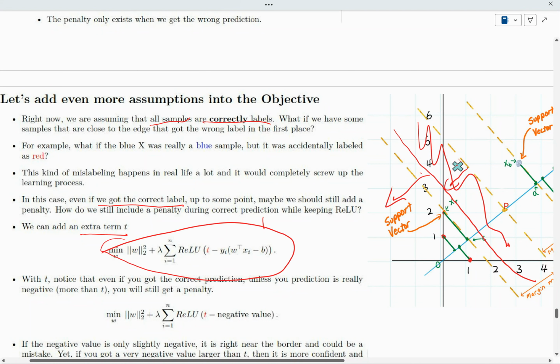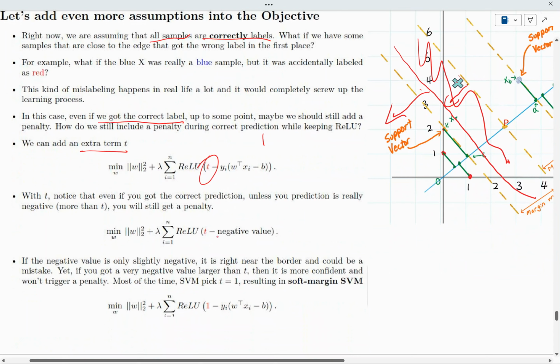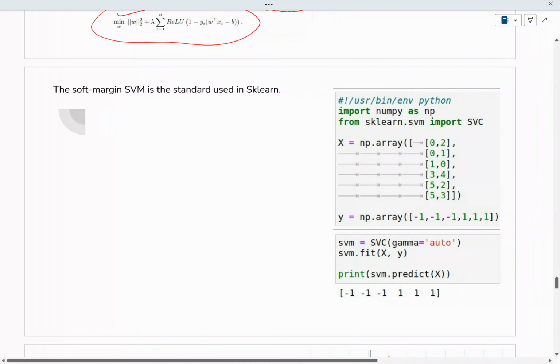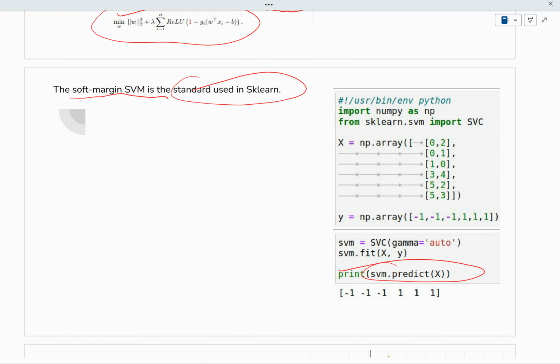And this version of SVM is the most common version you will see from Wikipedia. This is how the equation came about. And this t value for SVM, most of the time we just pick the number 1. This is called a soft margin SVM. And over here, you know how to take the derivative of ReLU. You take the derivative, and the problem is solved. If you want to learn the soft margin SVM, it's actually the standard one in sklearn. When you run SVM predict, the equation they use is the one I just taught you.